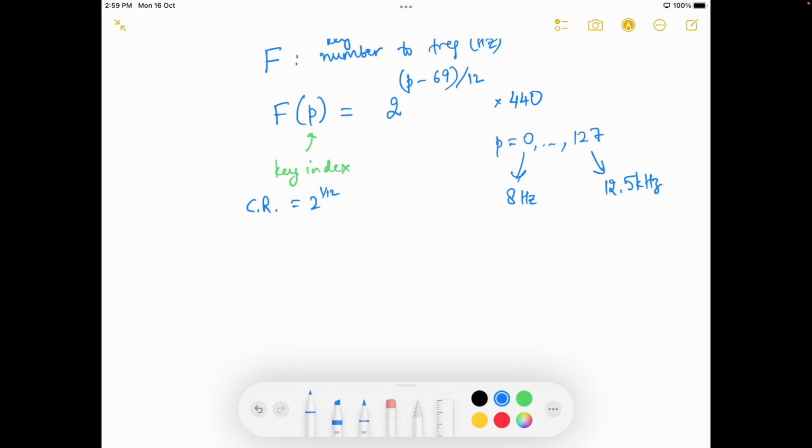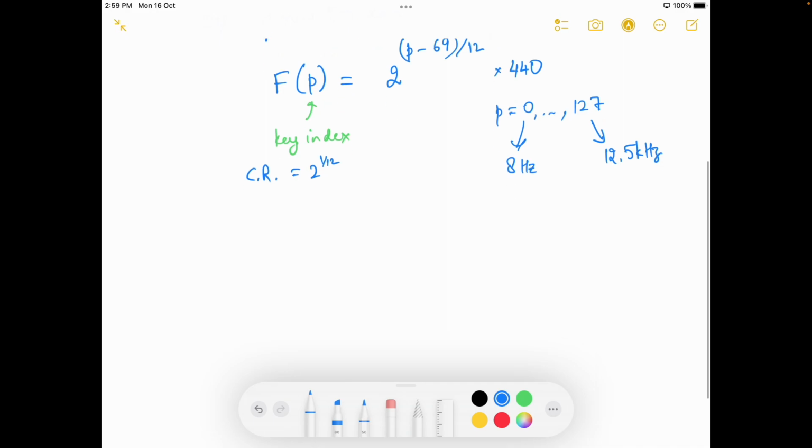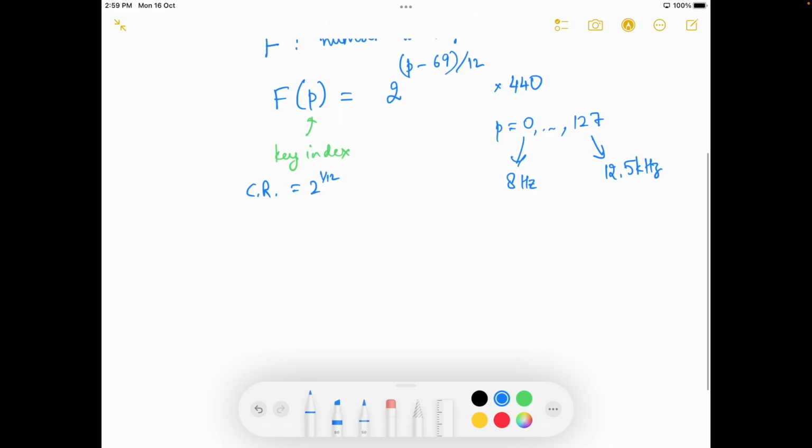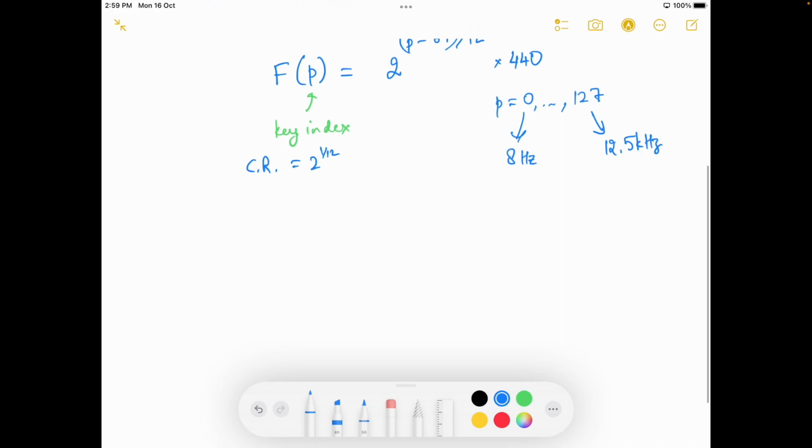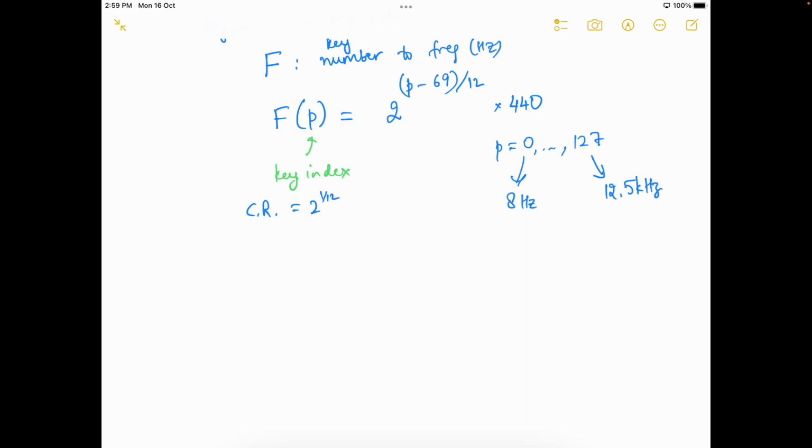So this range covers almost everything. We don't have all those keys. A harmonium doesn't have 127 keys, but a very, very long keyboard can have 127 keys, and generally nobody uses the lower end and higher end keys. Okay, now what do we do next? Tell me, at what p will f be equal to 440?